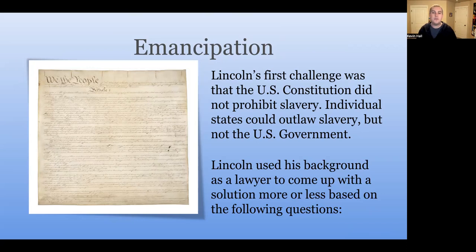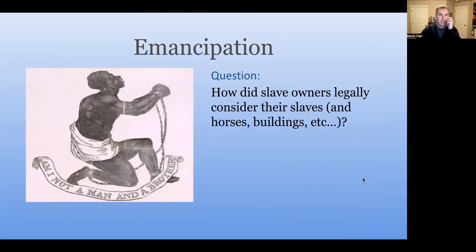And so Lincoln had to use his background as a lawyer to come up with a solution to this problem, right? He was like, I'm a lawyer. I need to come up with an argument for ending slavery, because he knew he didn't have the support of the Constitution, but he also knew slavery was wrong. So he needed to come up with this legal argument in order to free the slaves. So here's what he did. He used the South's mentality against them.